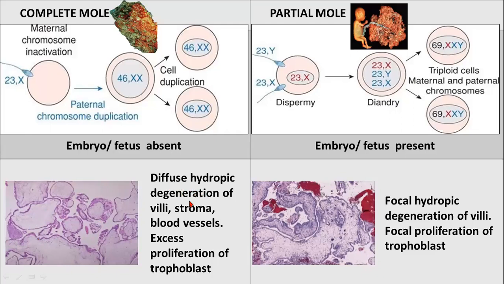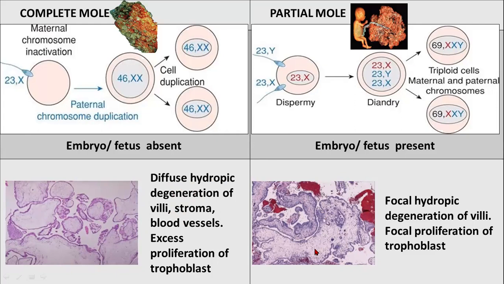See, diffuse hydropic degeneration of the villi, stroma, blood vessels, and there is excessive proliferation of the trophoblastic cells. So this is a complete mole. But apart from this, when we see the partial mole, these are the proliferation of the trophoblastic cells, but there is no hydropic degeneration here.